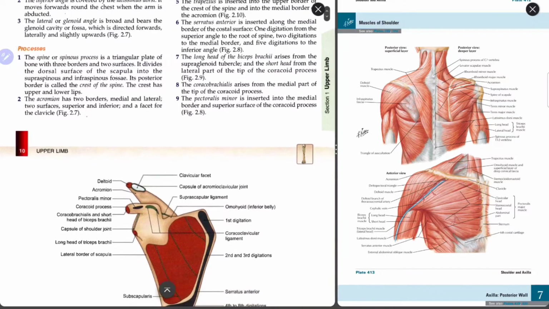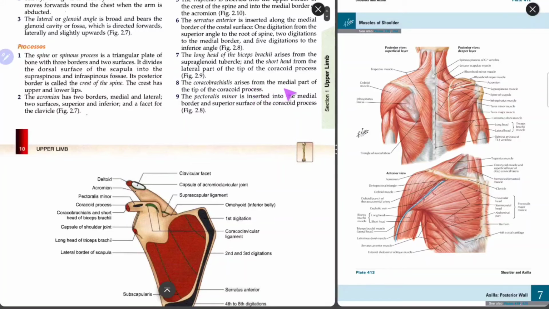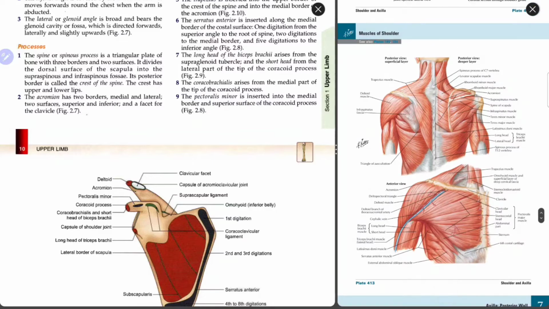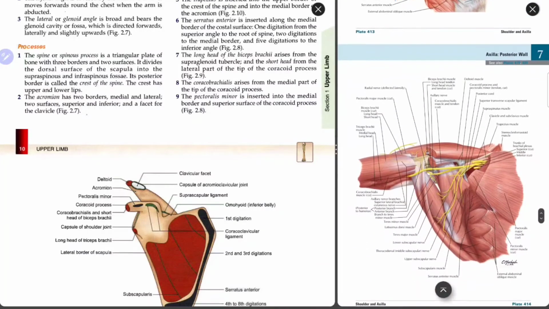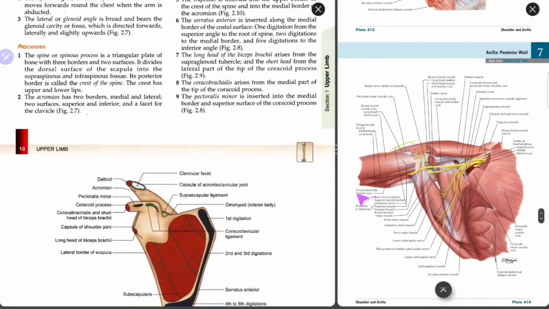Now the next point is the coracobrachialis arises from the medial part of the tip of the coracoid process. This is the tip of the coracoid process and this is the medial part of the coracoid process where coracobrachialis arises. Now this is the coracobrachialis muscle. As you can see, this is the coracobrachialis muscle.